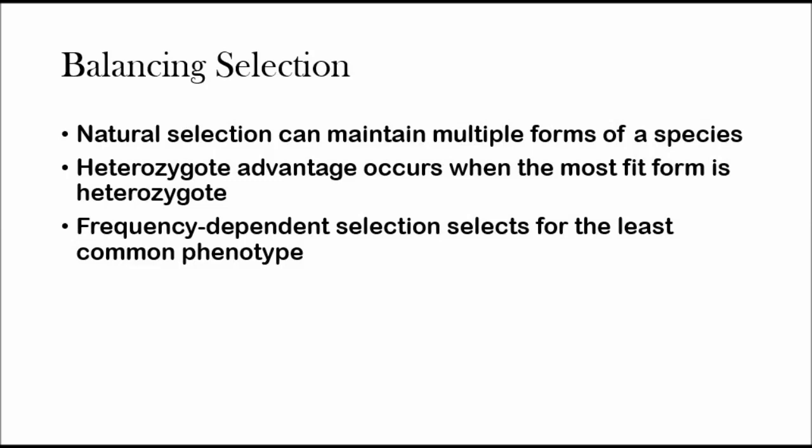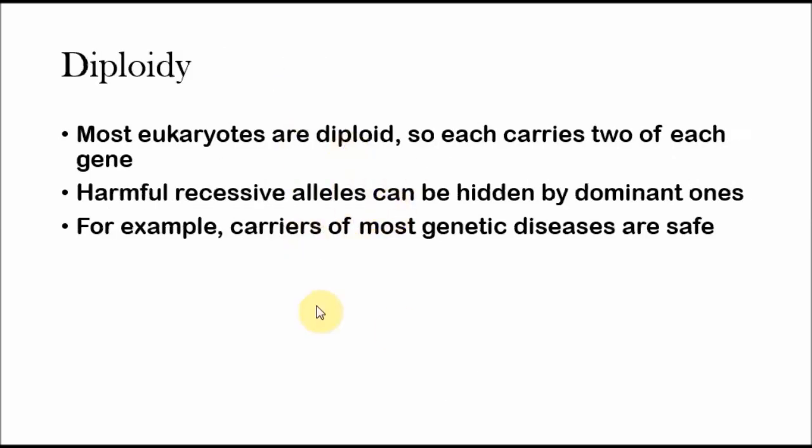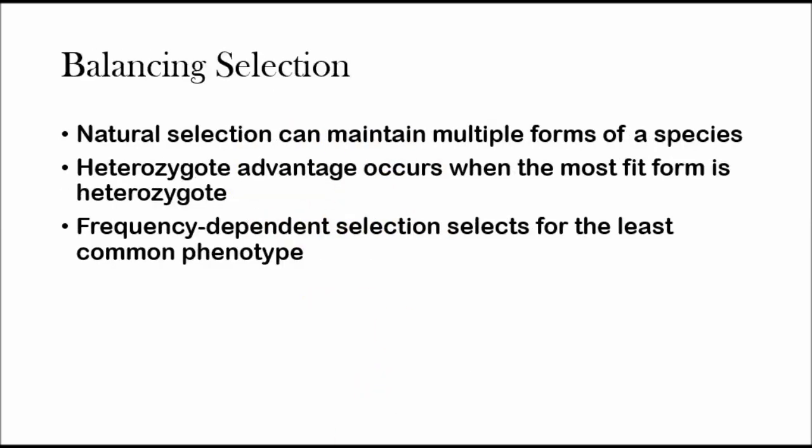So let's back up here. We talked about how eukaryotes are diploids. So there's three basic things. Homozygous individuals have two dominant alleles or two recessive alleles. Heterozygotes have a dominant allele and a recessive allele.